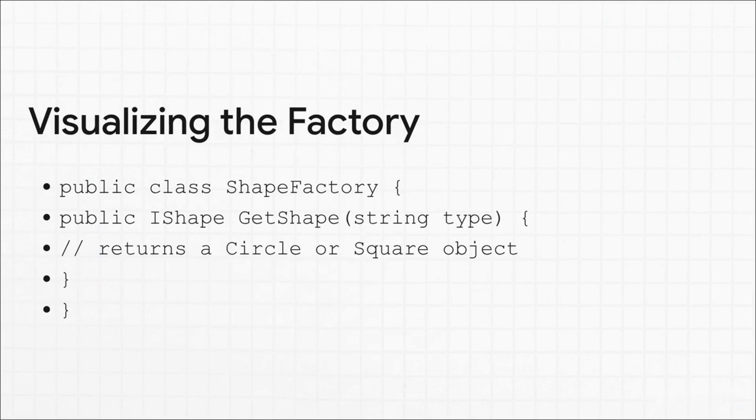And here's what that looks like in practice. You have a shape factory class, and its only job is to take a request, like the word circle, and hand back the correct object. The magic word here is decoupling. Your main application doesn't need to know the messy details of how a circle object is actually built. It just trusts the factory to do its job. This makes your code so much cleaner.